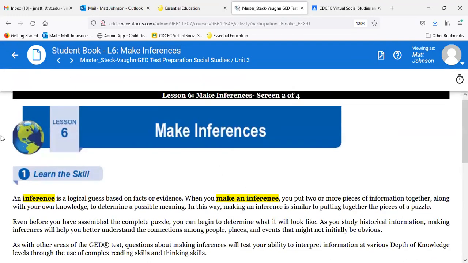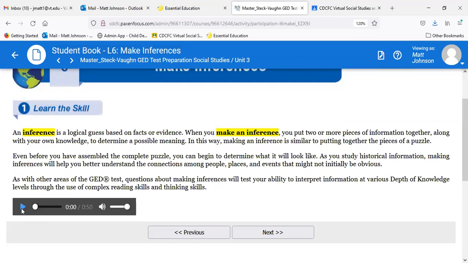Okay, and let's take a look at our audio. An inference is a logical guess based on facts or evidence. When you make an inference, you put two or more pieces of information together, along with your own knowledge, to determine a possible meaning. In this way, making an inference is similar to putting together the pieces of a puzzle. Even before you have assembled the complete puzzle, you can begin to determine what it will look like.